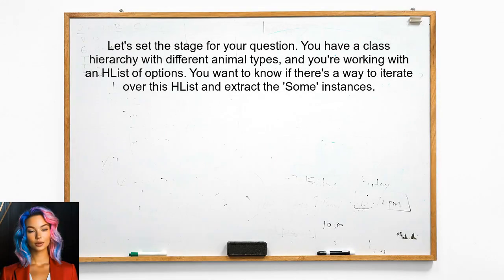Let's set the stage for your question. You have a class hierarchy with different animal types, and you're working with an HList of options. You want to know if there's a way to iterate over this HList and extract the sum instances. Sound familiar? If so, let's explore this together.